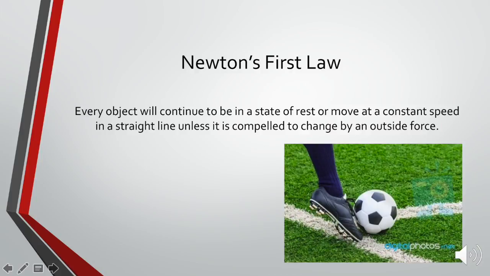Newton's first law. Every object will continue to be in a state of rest or move at a constant speed in a straight line unless it is compelled to change by an outside force. The net force can change speed or direction. The key point here is that if there is no net force acting on the object, then the object will remain at a constant velocity. If that velocity is zero, then the object remains at rest. If an external force is applied, the velocity will change because of the force.